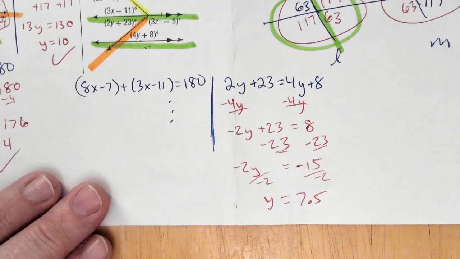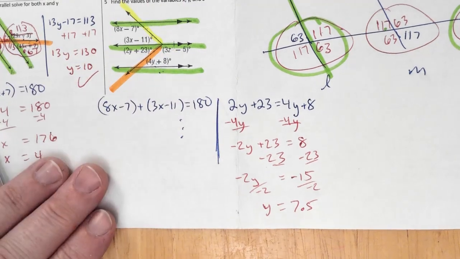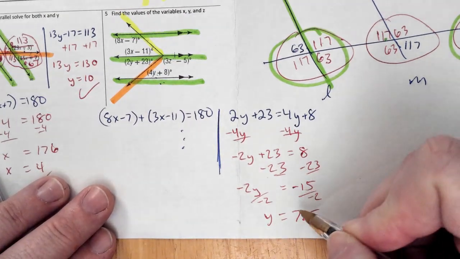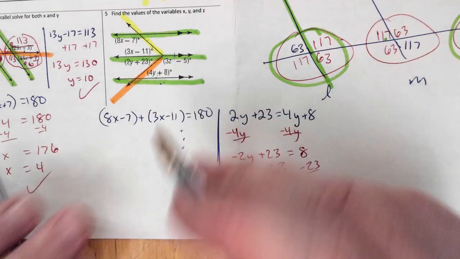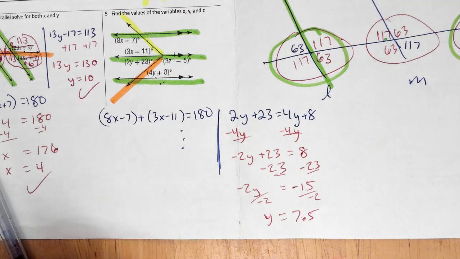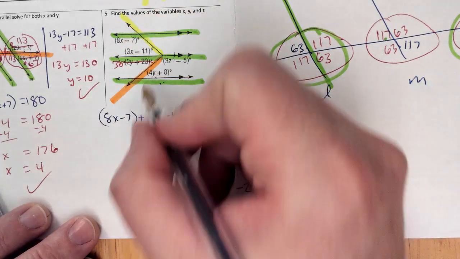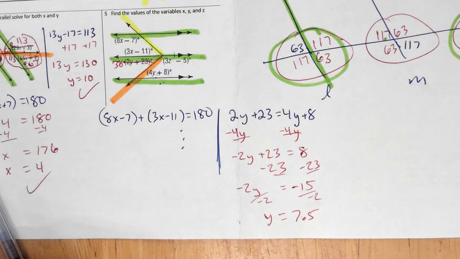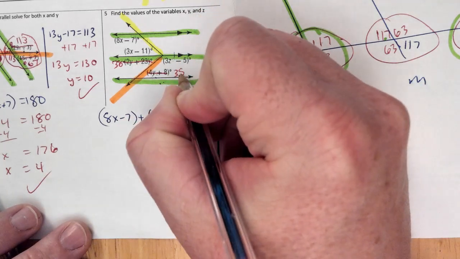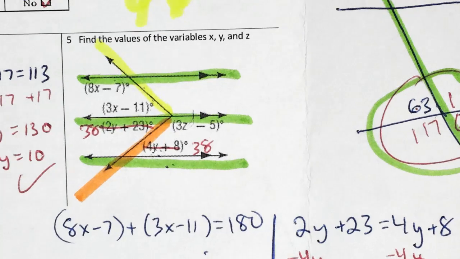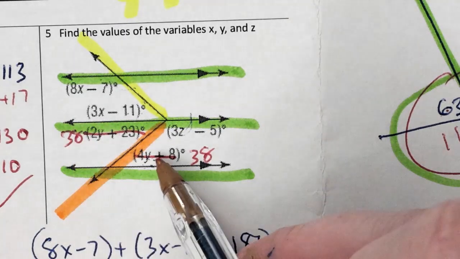And they didn't say anything about rounding, so that's beautiful, I'm going to leave it at 7.5. Now, as soon as I get y, I need to plug it back into the picture. That will help me find z. 2 times 7.5 plus 23, I get 38. And over here, 4 times 7.5 plus 8, I get 38. Now that I have both of these, and they're supposed to be equal, that works. This is 38 and that's 38.